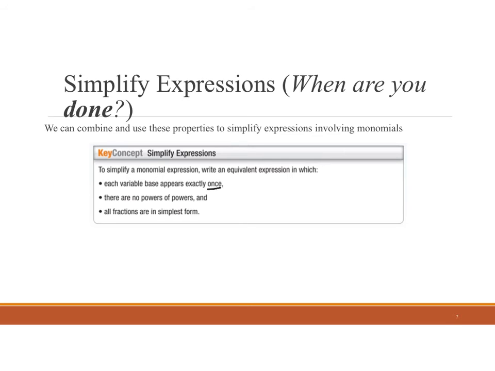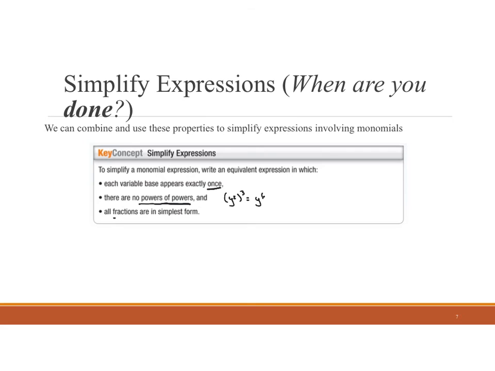Okay, look back at the problems we did. There's only one instance of x, one instance of y, one instance of z. So every variable is only appearing once. If you have more than one of the same variable, you need to simplify that down further. All right, there are no powers of powers. So you can't have y squared cubed and say that's completely simplified. You need to multiply those two things together and get y to the power of 6.